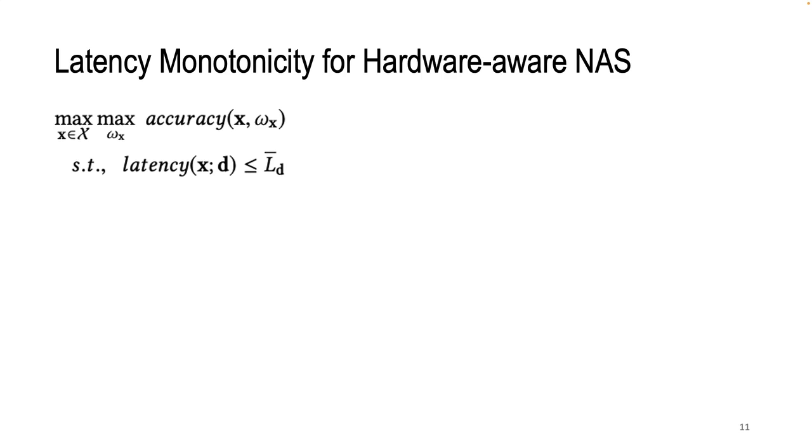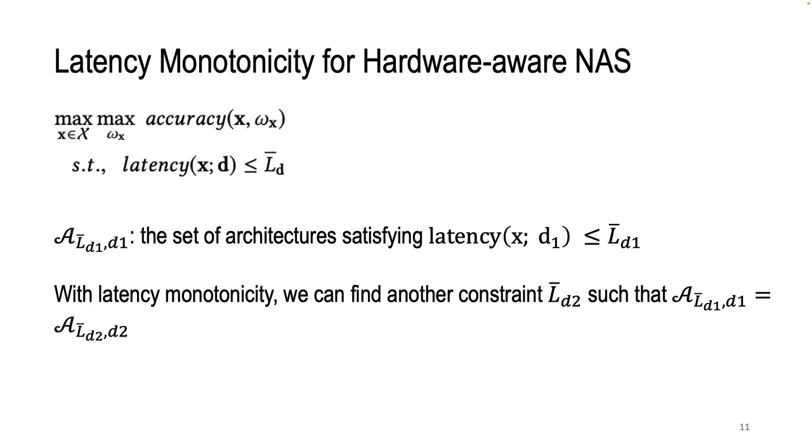Then let's see how latency monotonicity among devices can be applied to hardware-aware NAS. Define AD1 as the set of architectures satisfying latency constraints on device D1.